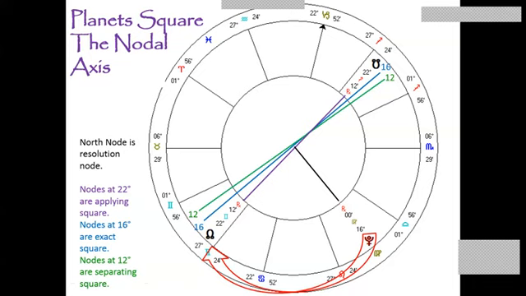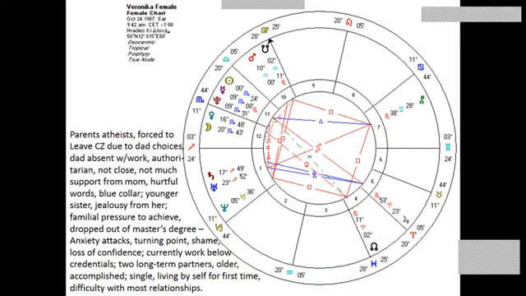So I am going to show you an example here. We're going to look at this in this next chart right here, which is Veronica's chart. And the planet that is square the nodes is Neptune. All right. Neptune is here at 5 degrees 36 minutes Capricorn in the first house. If we start reversing through the zodiac or houses, the first node we come to is the resolution node, south node. And the south node is at 2 degrees Libra, 11 minutes.